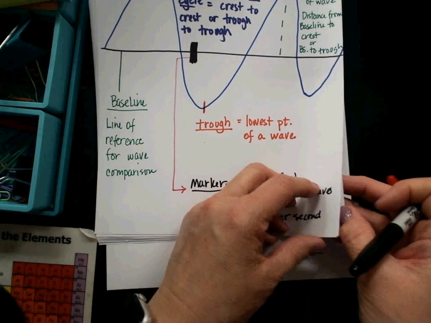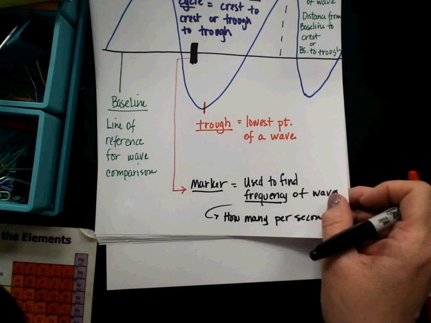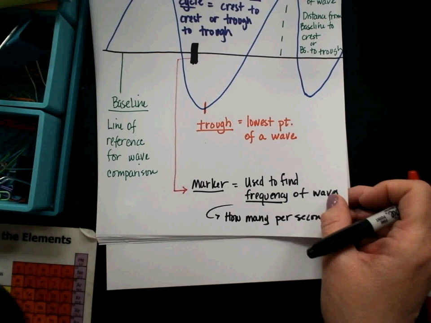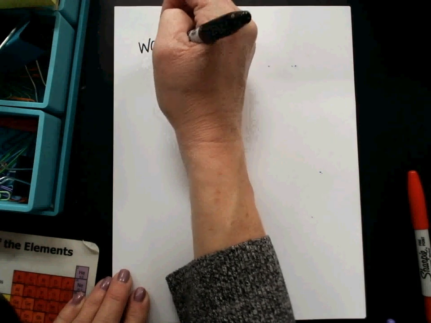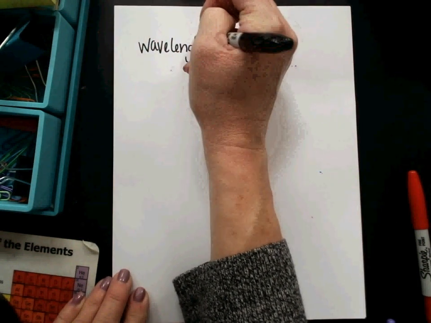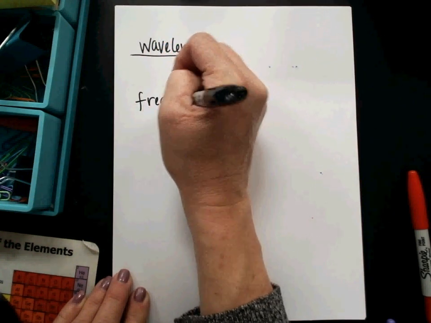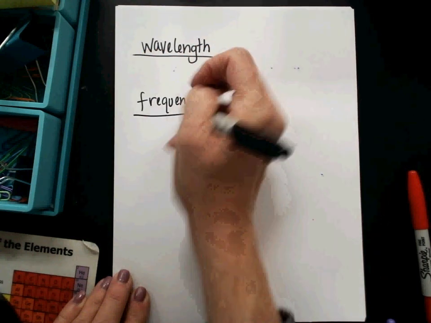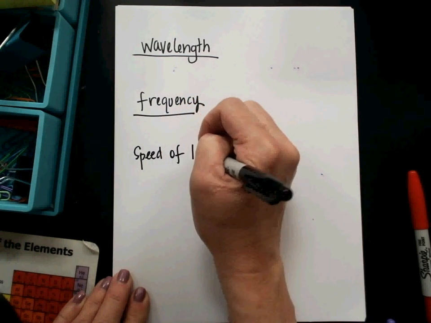All right, so we're going to take all this wave information, and we're going to remember it, because you already know most of it. We're going to use it to do some math, different qualities from waves. And we're going to work with three things when we do this. And it all has to do with the color of light. We're going to work with wavelength, frequency, and speed of light.